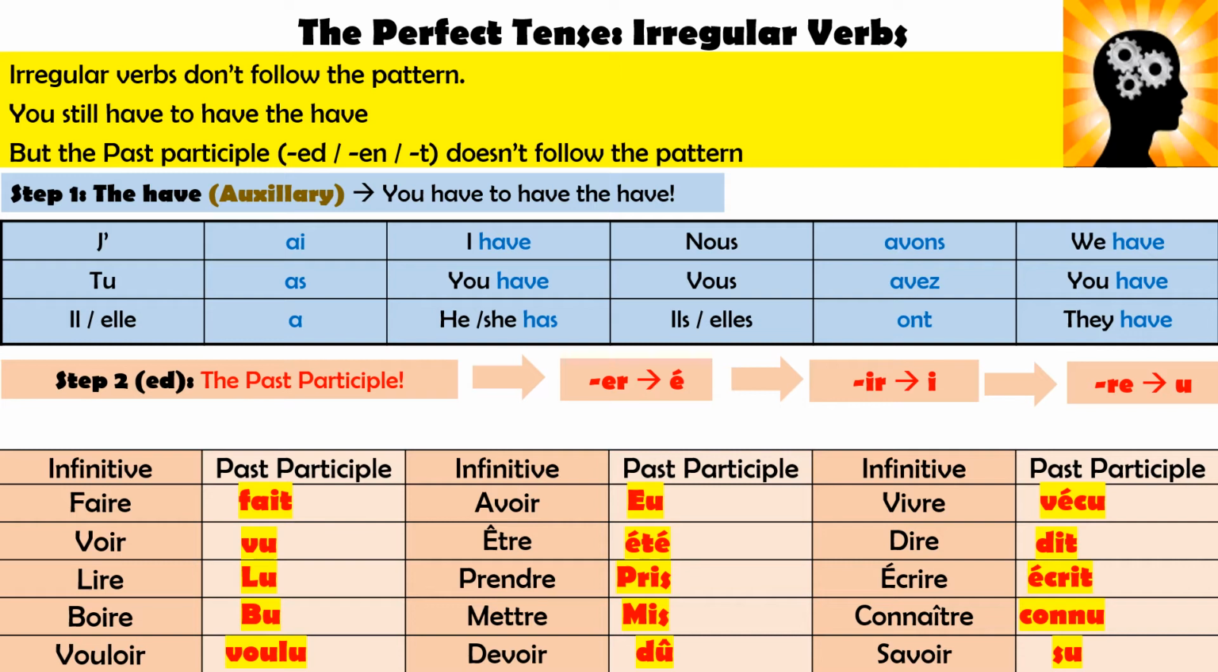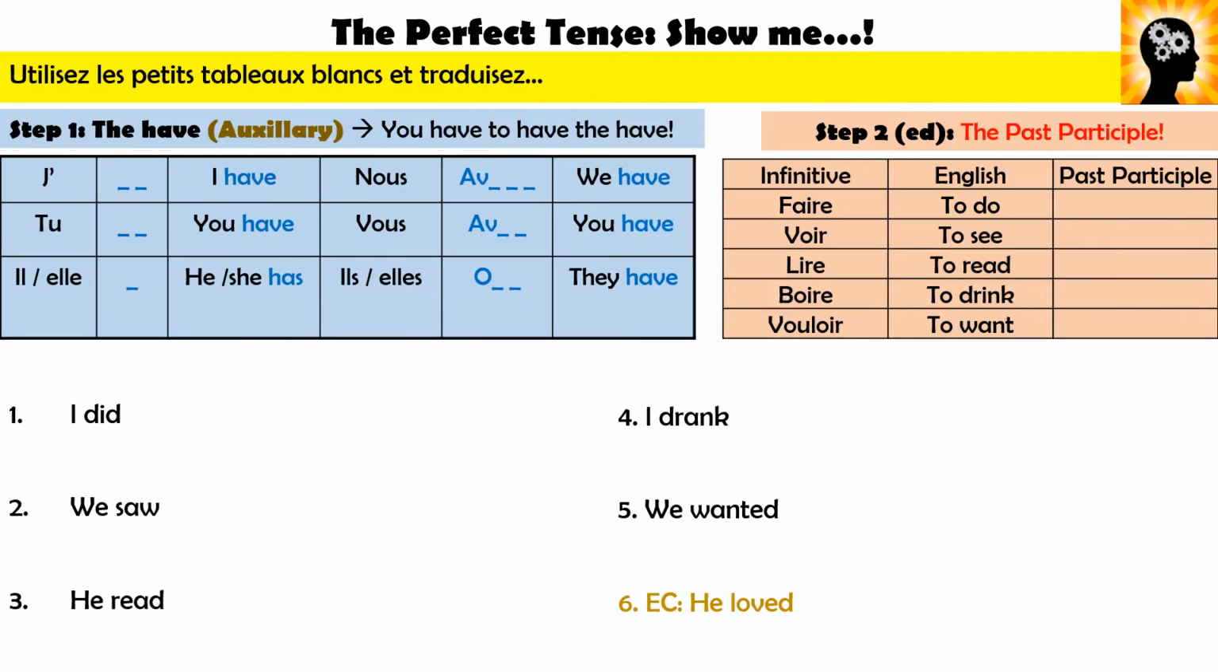Now, how did I learn those? I just sat down one day when I was in year 10 and I wrote them out and I just learned them all, and that's what you need to do. You've got to know these irregular past participles. So let's test you on them now. In the blue, I've taken away avoir. You need to know that. You need to complete it.